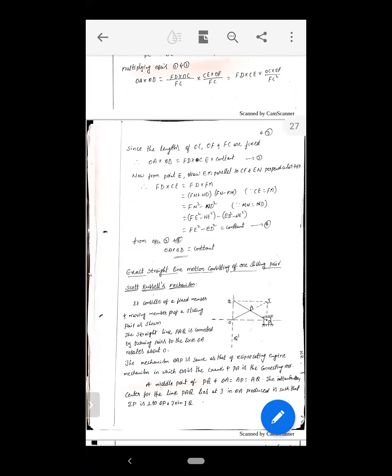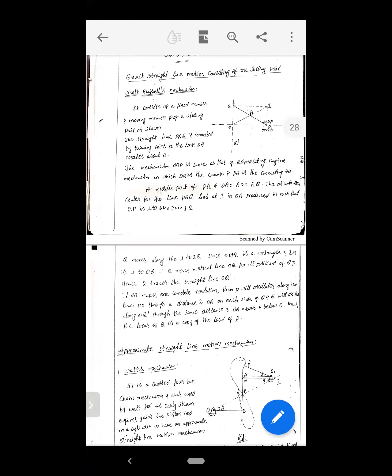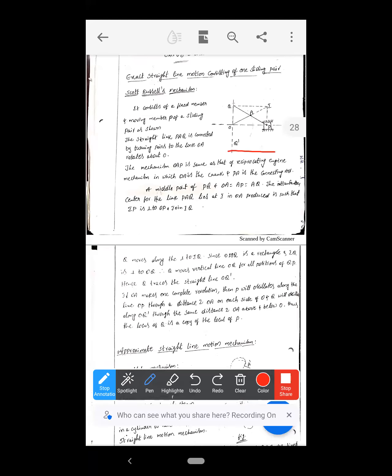Now coming to the next mechanisms: exact straight line motion mechanisms made up of one sliding pair. Observe the first one, the Scott-Russell mechanism. Observe our diagram. How many links are there and how many elements are there? First you have to see the diagram. There is one slider there.